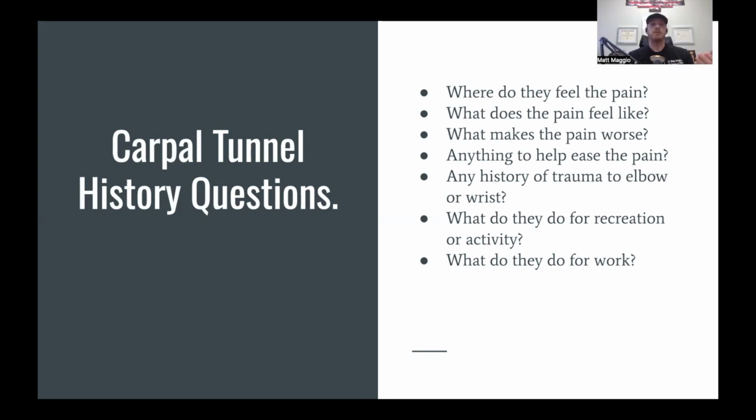Maybe if they do a stretch, maybe if they ice it, maybe if they wear a brace. I always want to see those types of factors and understand if this is actually a problem that we can address conservatively with manual based treatments. Also want to know any history of trauma to the elbow or wrist. Want to know what they do for recreation or activity. And lastly, what they do for work.